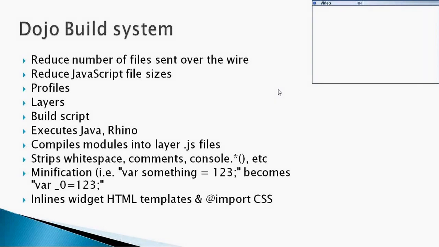If you use an HTML template inside your dijit widgets, the build can also convert that template file into an inline string inside your JavaScript. That will save another call, because loading it as a template file would be another request. To save that, it can convert the template file into an internal string.